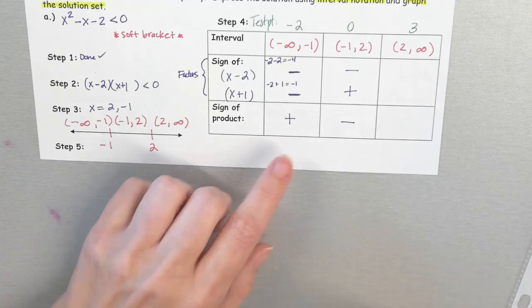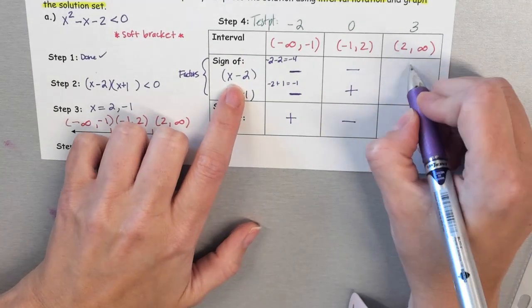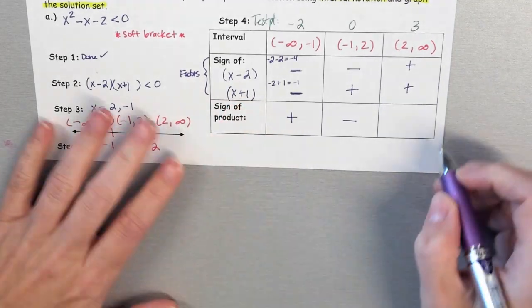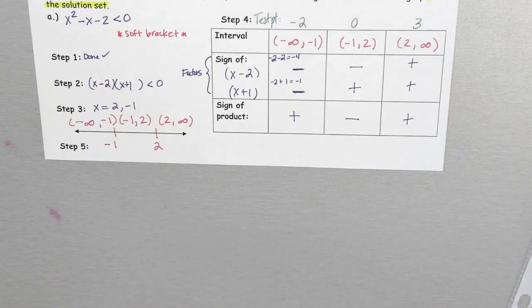Okay, so if you plug in 3, 3 minus 2 is 1, that's a positive value. 3 plus 1 is 4, that's a positive value. And then a positive times a positive is a positive value. Do you guys know what the solution or solutions are going to be for this? And why?